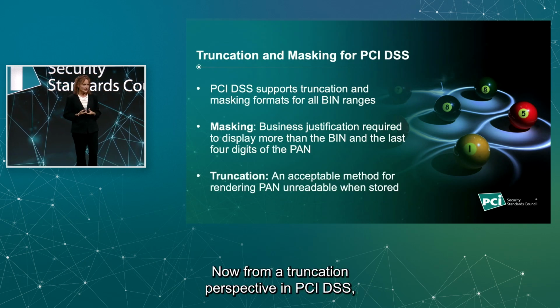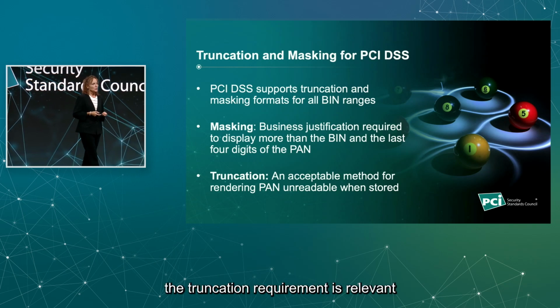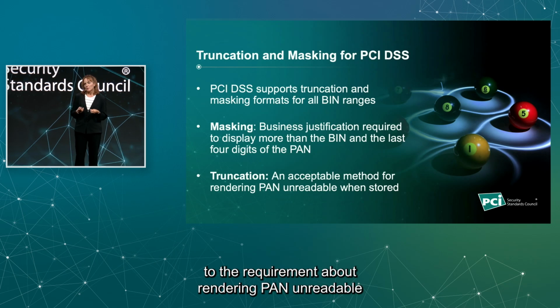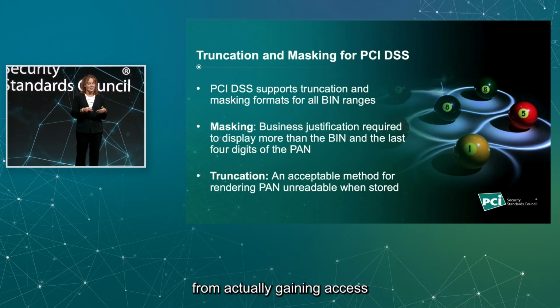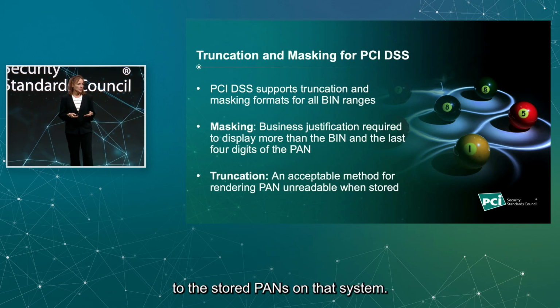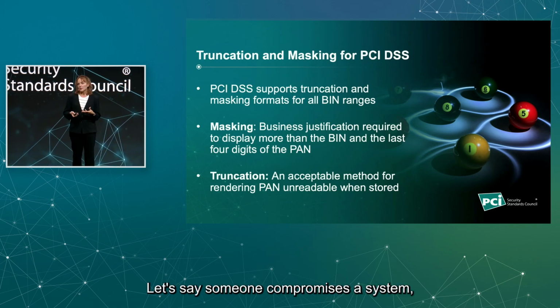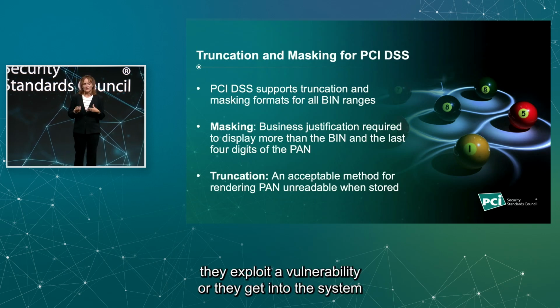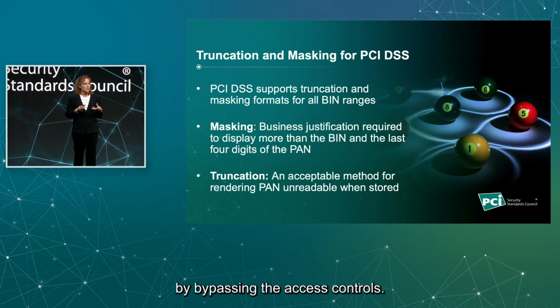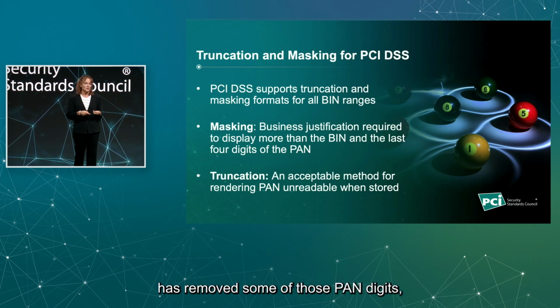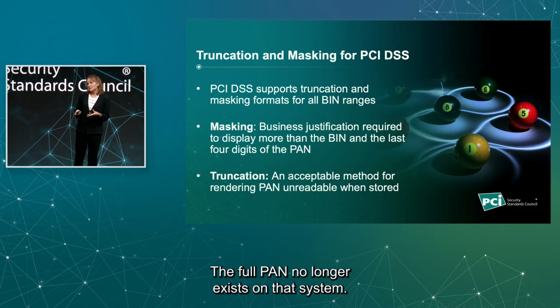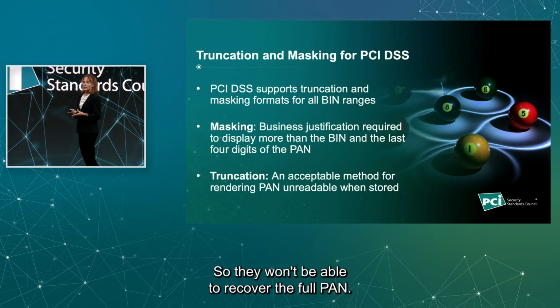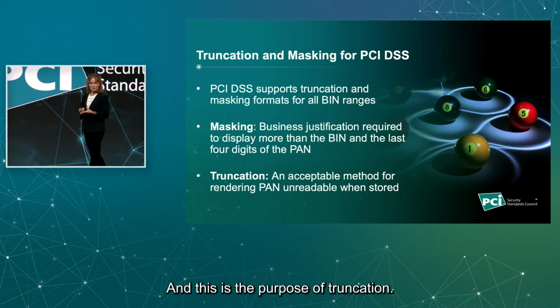Now, from a truncation perspective in PCI DSS, the truncation requirement is relevant to the requirement about rendering PAN unreadable when it is stored. And this is designed to prevent anyone who has unauthorized access to a system from actually gaining access to the stored PANs on that system. Let's say someone compromises a system, they exploit a vulnerability, or they get into the system by bypassing the access controls. Because the truncation process has removed some of those PAN digits, that attacker cannot retrieve the full PAN from that system. The full PAN no longer exists on that system, so they won't be able to recover the full PAN. And this is the purpose of truncation.